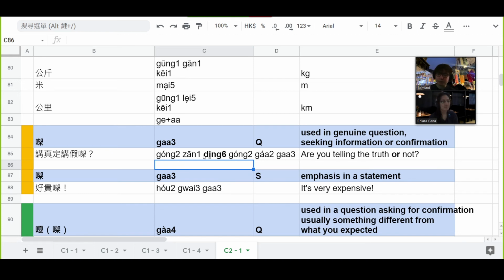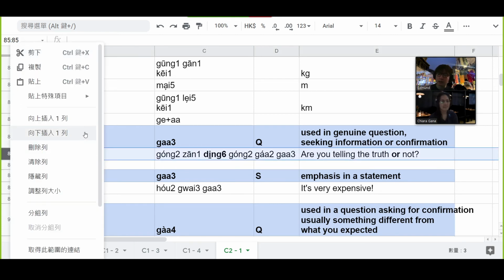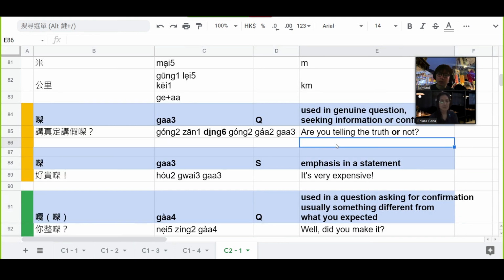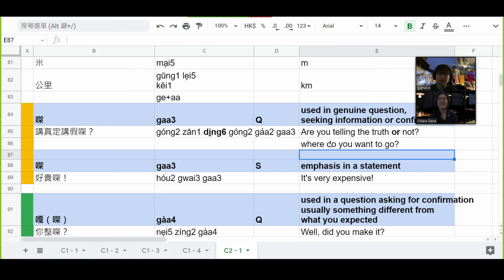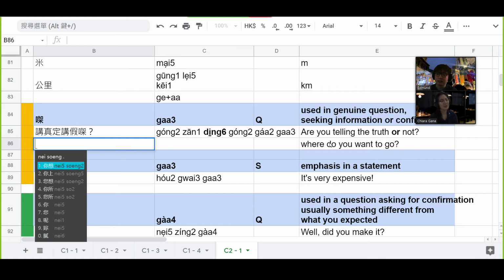So like for example, how about where do you want to go exactly? Where do you want to go? In this curious way, like I mean emphasized way. 嚟上海? Okay. 嚟上海?